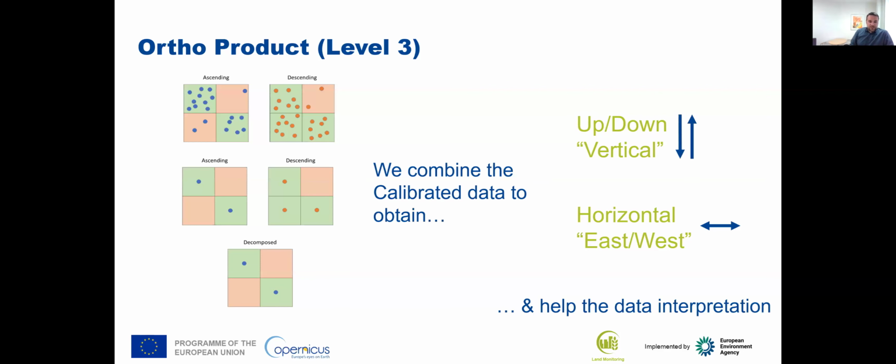And for each grid cell, we compute the components of motion. So we can estimate the vertical component, which you can also visualize as the up and down component. And also we can compute the horizontal component, the so-called east-west motion.